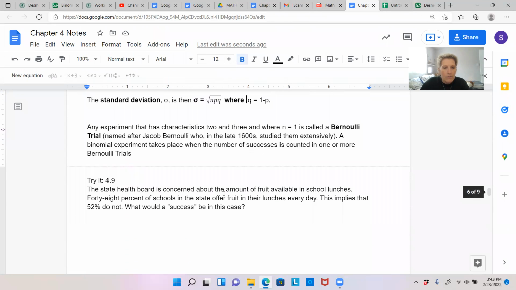The first example I'd like to go over is the Try It for 4.9. It says the State Health Board is concerned about the amount of fruit available in school lunches. 48% of schools in the state offer fruit in their lunches every day. This implies that 52% do not. What would a success be in this case? A success, and it all depends on how you define it, would be if they had fruit available.